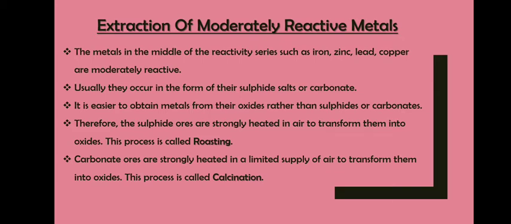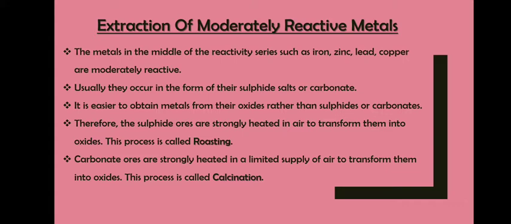What we do in roasting? Sulfide ores will be strongly heated in air so that they can get converted into their oxides. Why we want to convert them into their oxides? Because it is easier to obtain metals from their oxides. Whose oxides? These metals. Which metals? The moderately reactive metals. Okay, and this process is called as roasting.